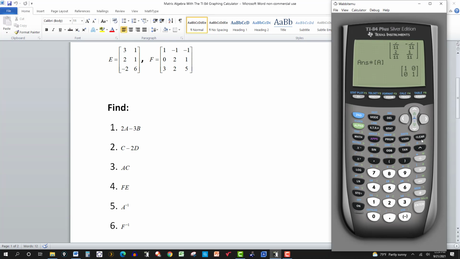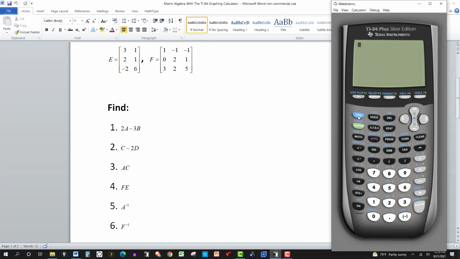Now, clear this. For number 6, we want F inverse. And I want to point out to you that only square matrices are going to have a multiplicative inverse. A 2 by 2, a 3 by 3, 4 by 4, and so on. But not all of them will have it. If it turns out that the determinant of the matrix is 0, there's no multiplicative inverse. If you try to do it, the calculator will give you an error. But these do have one because the determinant is not 0.